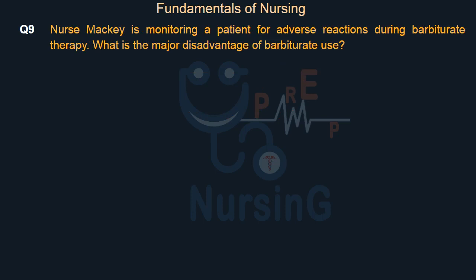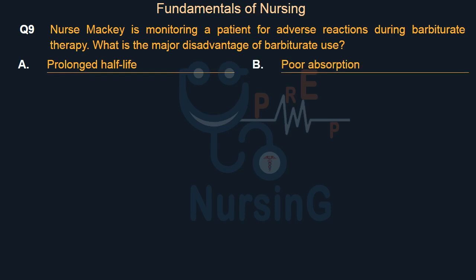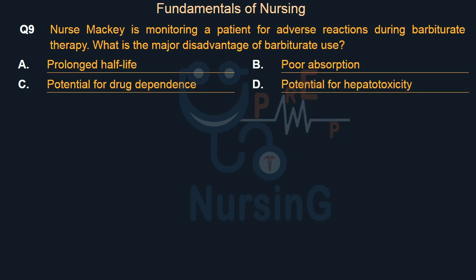Nurse Mackey is monitoring a patient for adverse reactions during barbiturate therapy. What is the major disadvantage of barbiturate use? Option A. Prolonged half-life. Option B. Poor absorption. Option C. Potential for drug dependence. Option D. Potential for hepatotoxicity.